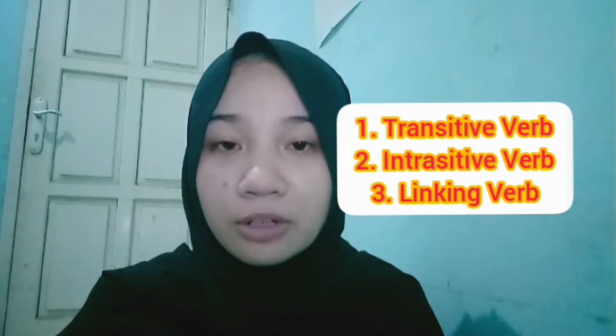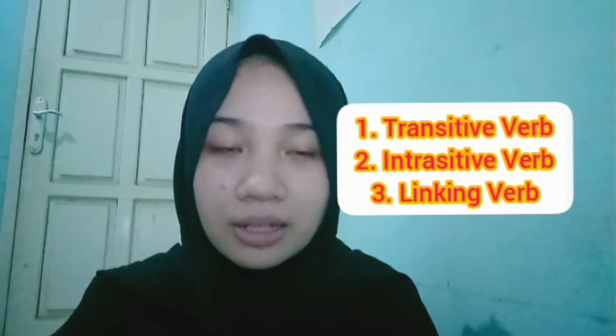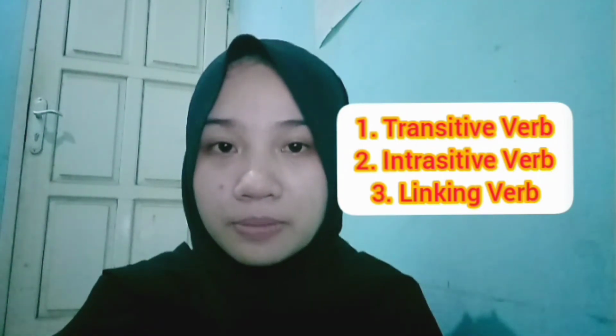So next, I will explain about three types of independent clause. There are transitive verbs, intransitive verbs, and linking verbs. First, I will explain about transitive verbs. Transitive verbs describe a subject who takes action on a direct object.